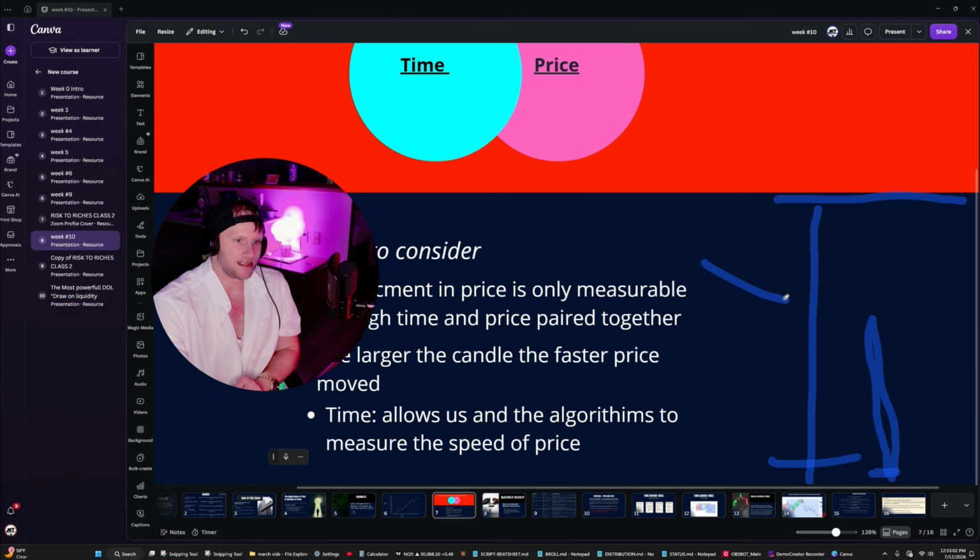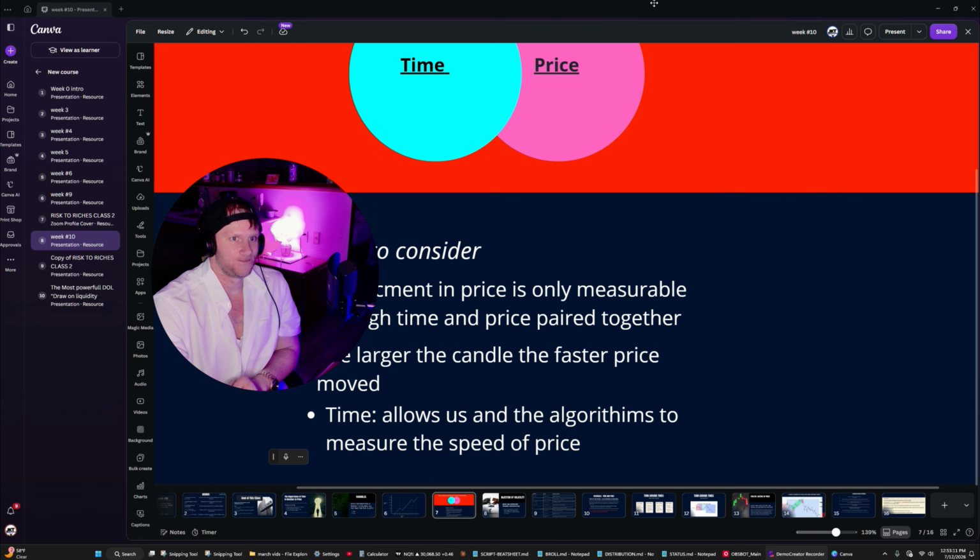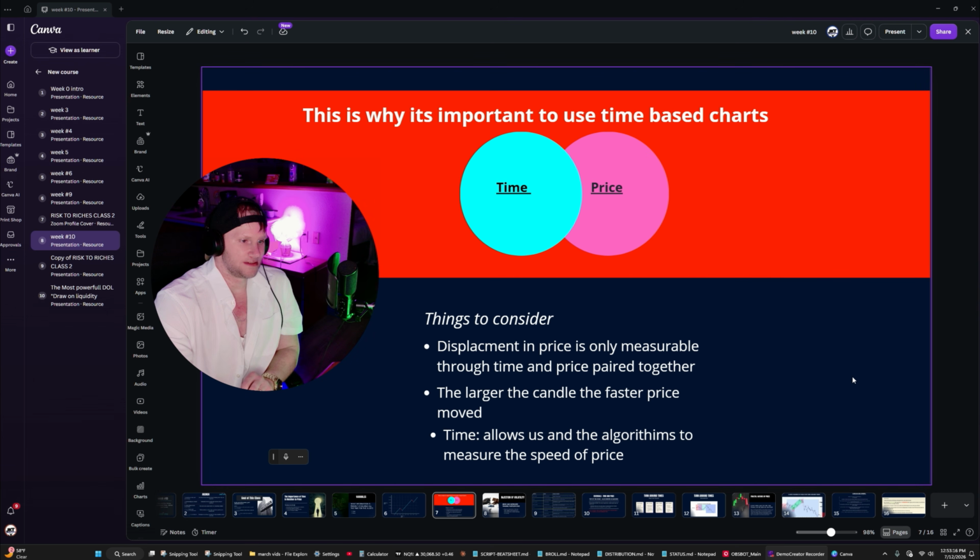That means that the candle on the left here moved much faster, either in the beginning, middle, or end, or all of it, than this candle right here. So this makes it great for finding areas that need to be redelivered. Displacement in price is only measurable through time and price paired together. The larger the candle, the faster the price move. Time allows us and the algorithms to measure the speed of price.